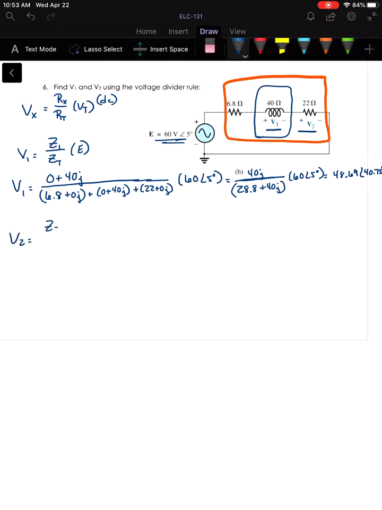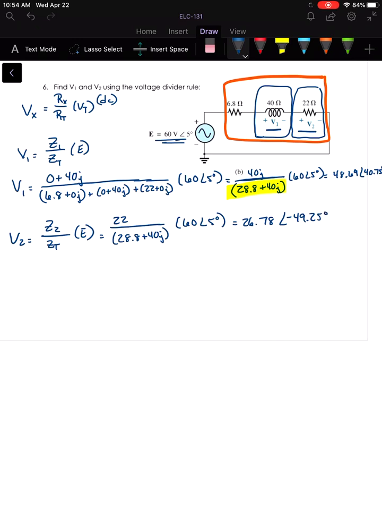And for V2, that would be Z2 over ZT times E. And in this case, ZT is the same that we found up here. But for V2, we're using Z2 up here, which is just 22 over 28.8 plus 40J times that same voltage, which would be 26.78 at an angle of negative 49.25 degrees.